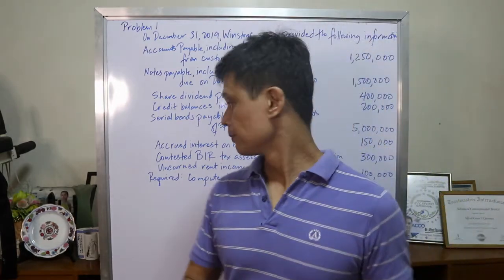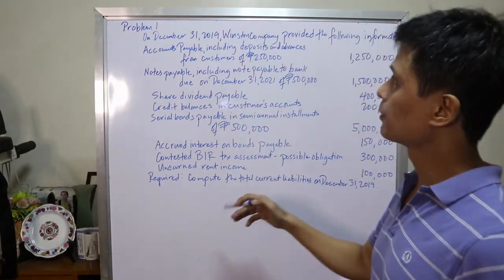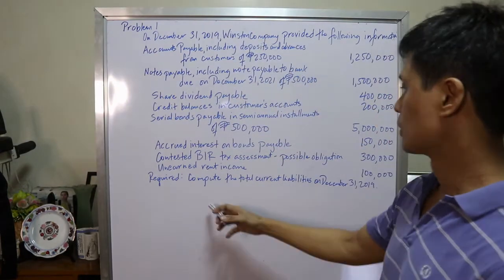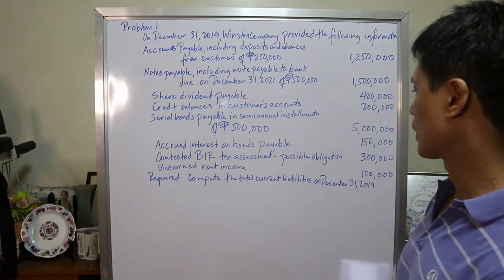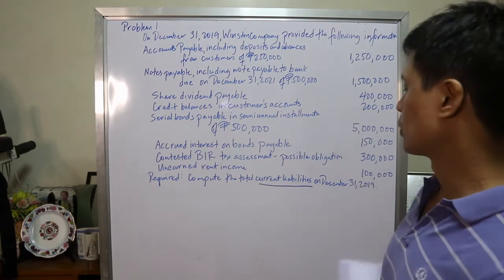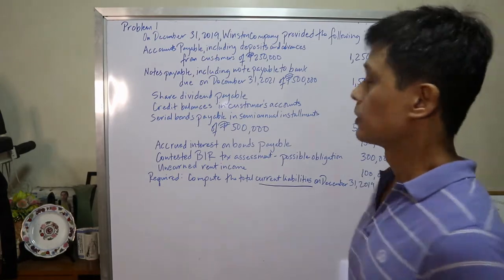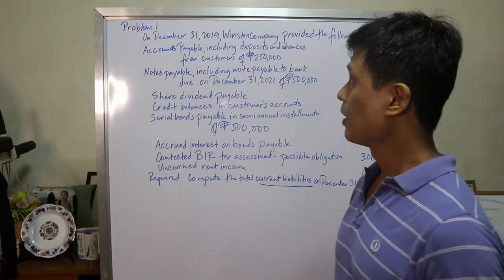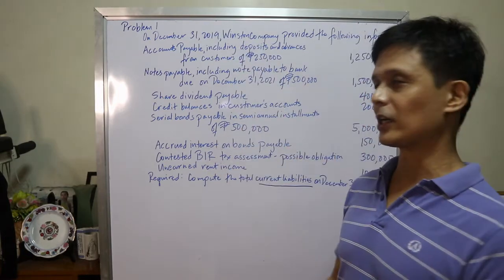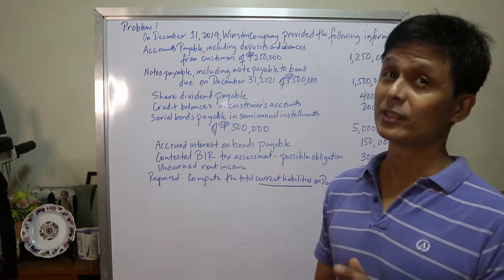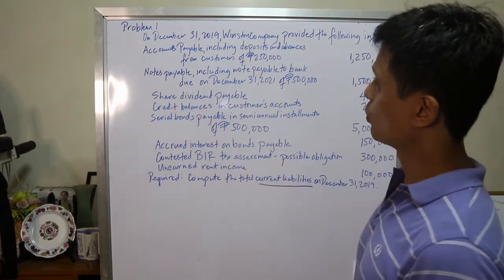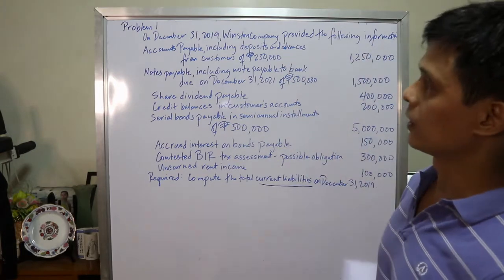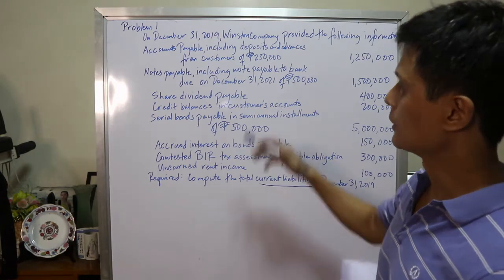Now, before approaching yung problem itself, basahin muna natin yung requirement. So, the requirement here is compute the total current liabilities on December 31, 2019. So, kailangan malaman muna yung requirement o yung hinahanap bago natin basahin lahat para hindi tayo masyado ma-overwhelm. Okay, so that's one secret. On December 31, 2019, Winston Company provided the following information. Okay, so let's take up number 1.